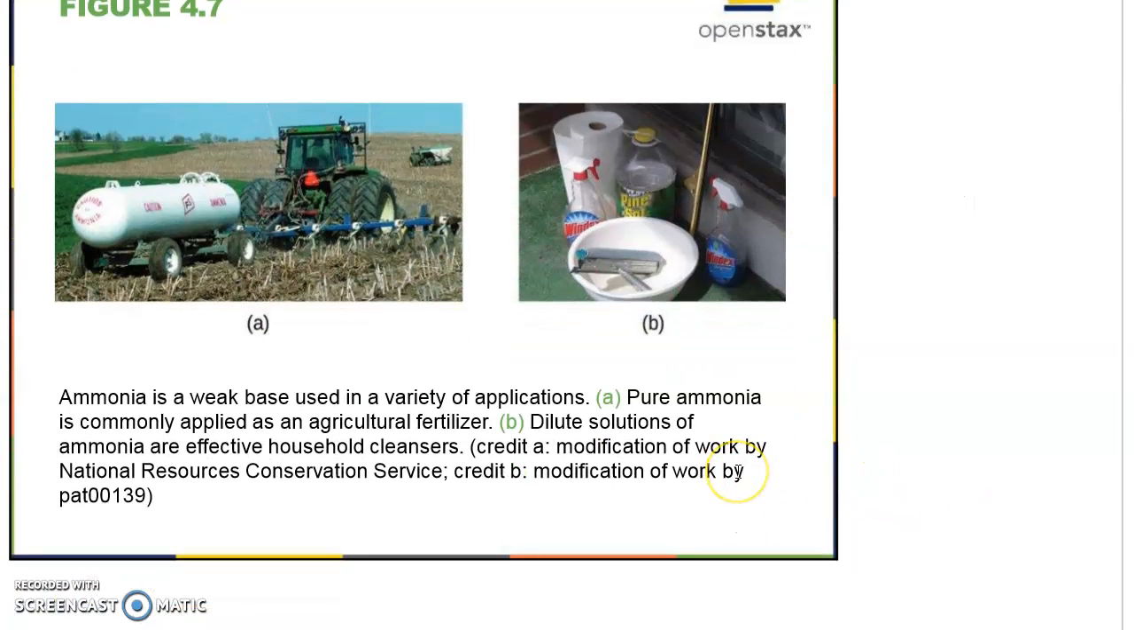And ammonia is an example of a base that we use even though we live in the city, so we don't see the farm too much. But ammonia is the old way of using it as a fertilizer on the farm.